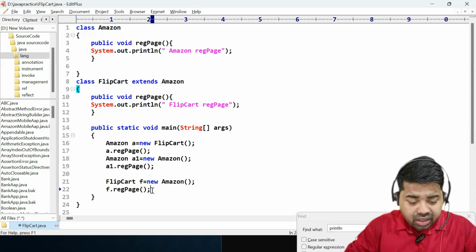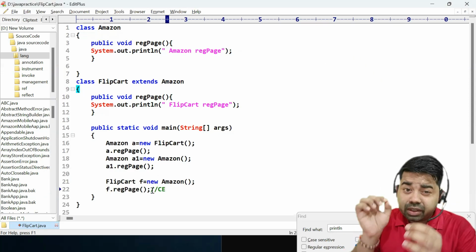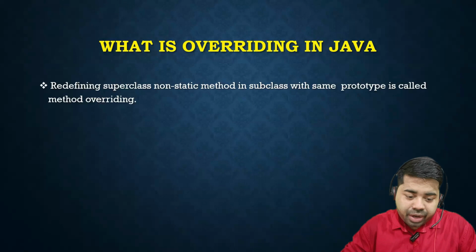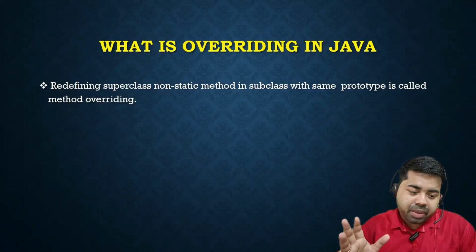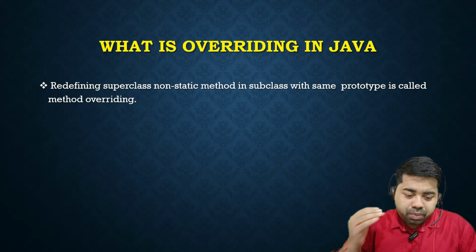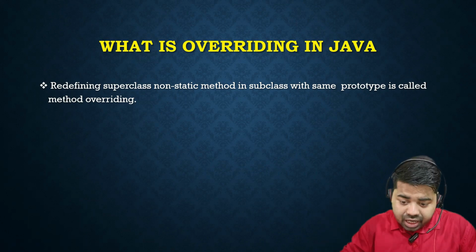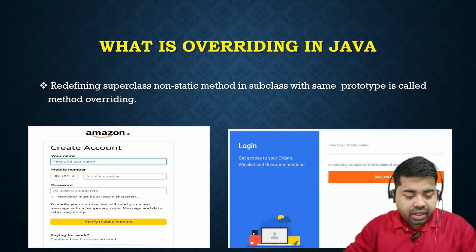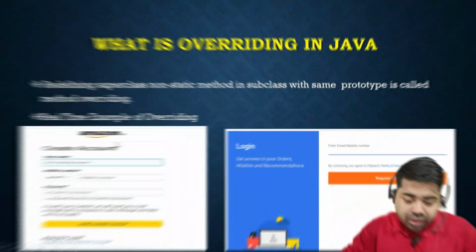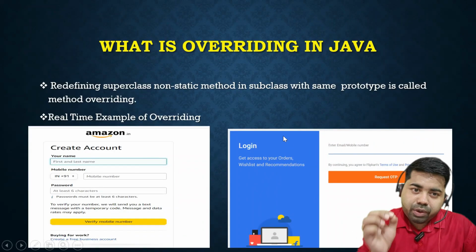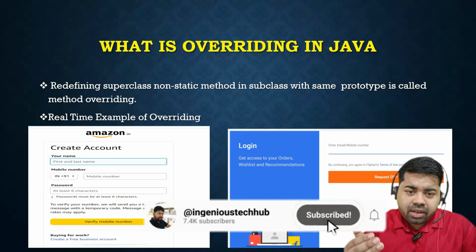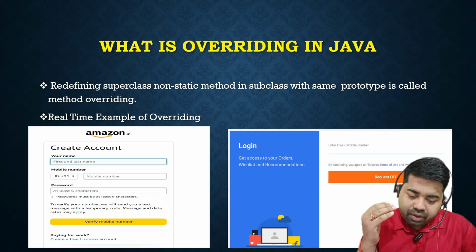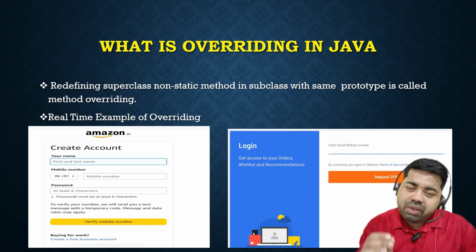Remember this point, all these points are interview questions. If someone asks you what is the overriding concept, you can write this code and the interviewer will be very happy. What is overriding? Redefining a superclass non-static method in a subclass with the same method prototype, or you can say the same method signature, is called overriding. I have given the example of Amazon and Flipkart. Hope you are able to understand. Practice well. If someone asks you about the overriding concept, you can explain whatever I have discussed, and the interviewer will be very happy.